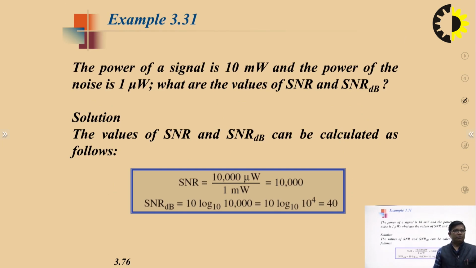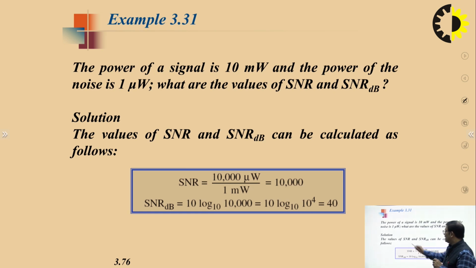Okay. So in this way, there are various numerical examples. You need to understand each and every example very closely, because these examples are very important for your examination. SNR stands for signal to noise ratio. The power of the signal is 10 milliwatt and the power of the noise is 1 microwatt. What is the value of SNR and SNR dB? Signal to noise ratio, and signal to noise ratio in decibel if we are measuring in decibel also.